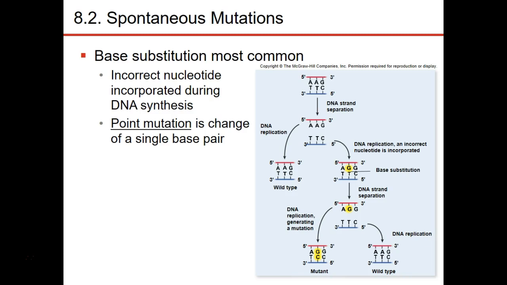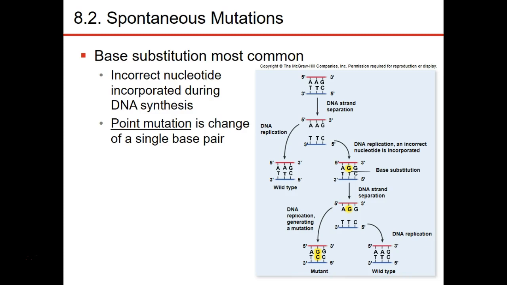So there are spontaneous mutations, and then there are induced mutations. Induced mutations are mutations that occur because of chemicals or radiation, whereas spontaneous mutations are ones that just occur randomly. They're very uncommon.